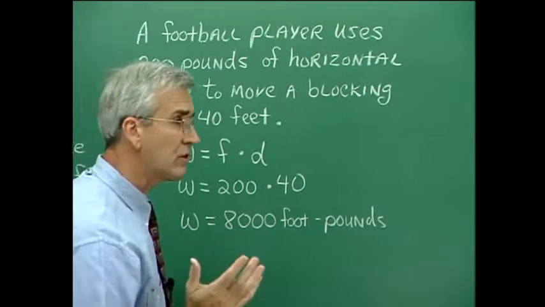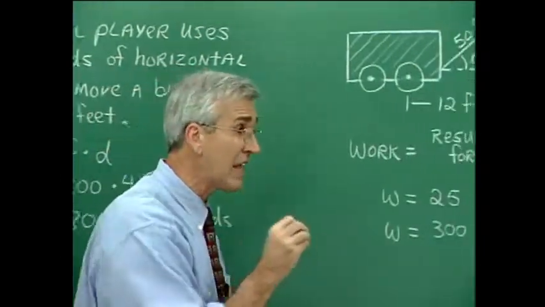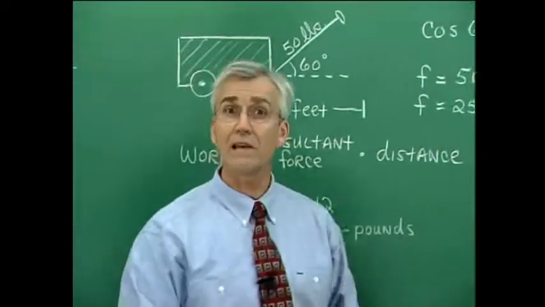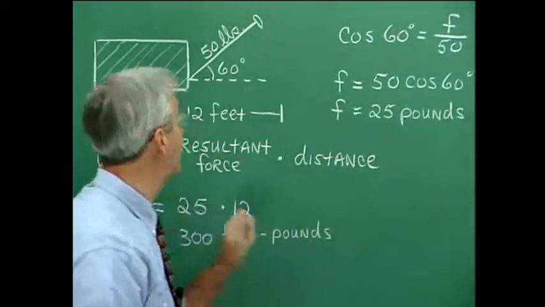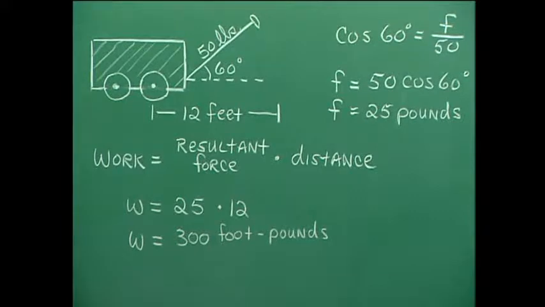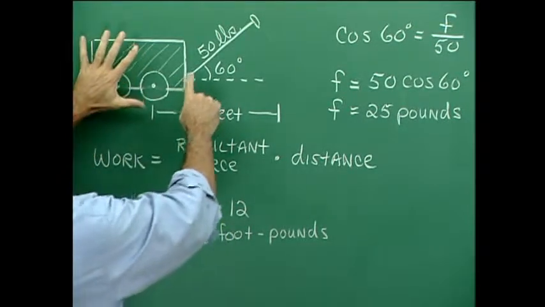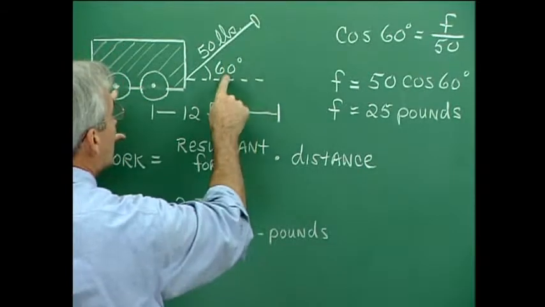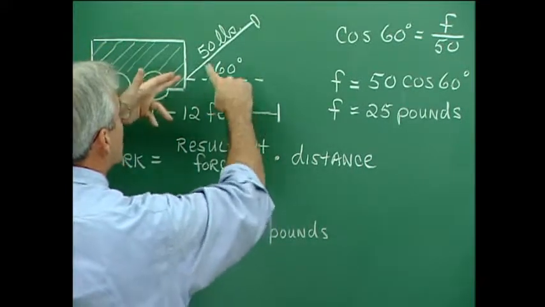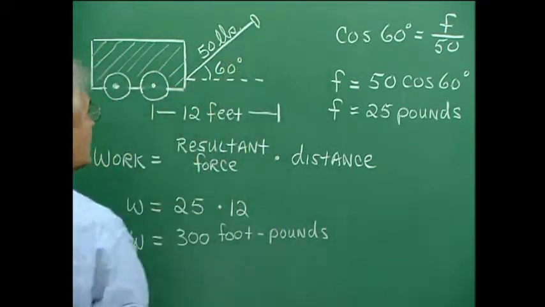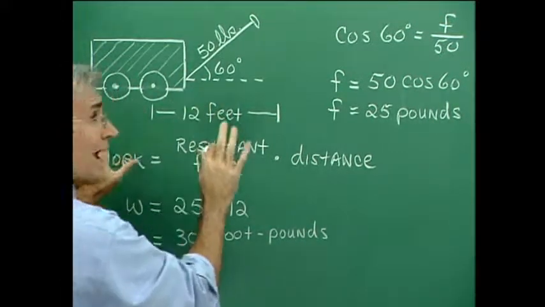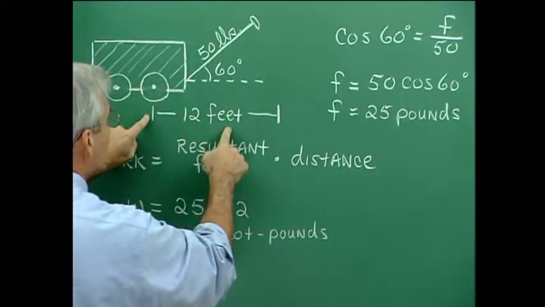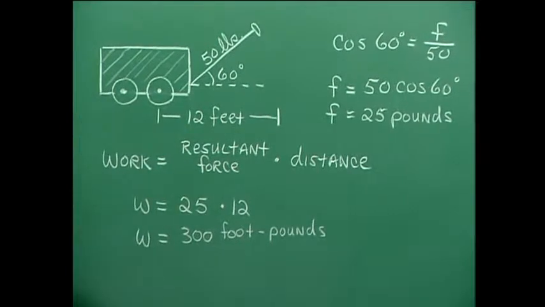Now let's consider a situation where the force is not in the direction of the movement of the object. Let us suppose we have a wagon here, and the force applied on the handle of the wagon is 50 pounds, and the angle between the horizontal and this handle is 60 degrees. Now the wagon moves 12 feet. Now how much work is accomplished?